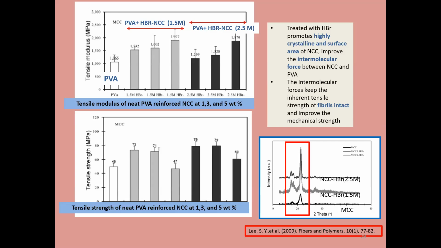So this is the comparison. They did the hydrolysis process at different concentrations of HBr, and it shows that HBr at high concentrations produced a higher strength PVA composite compared to those at lower concentrations.